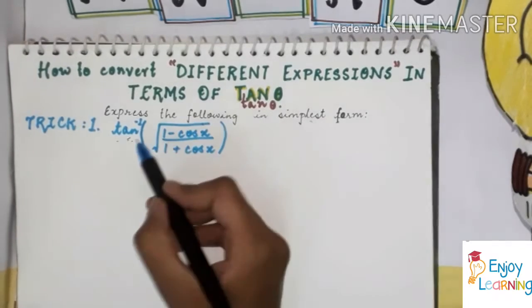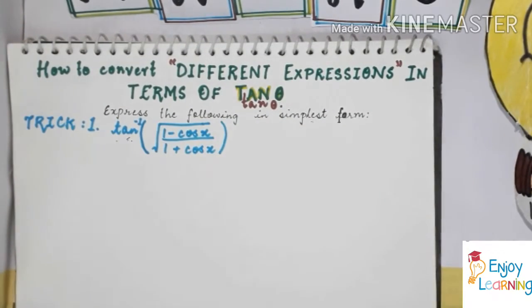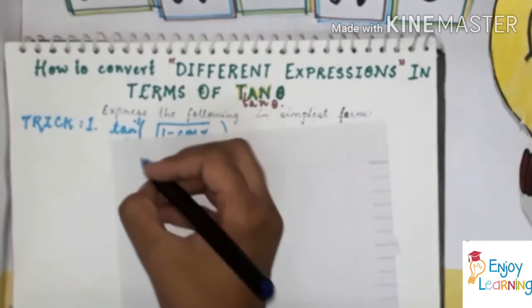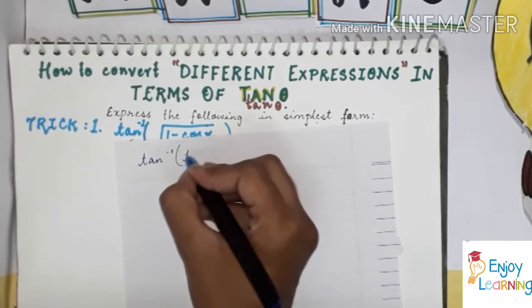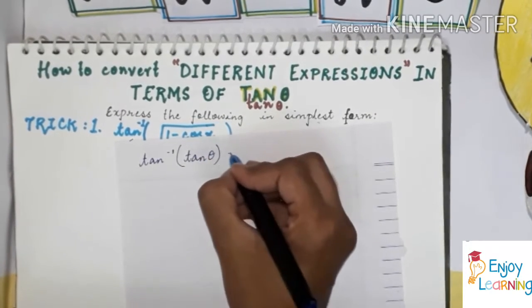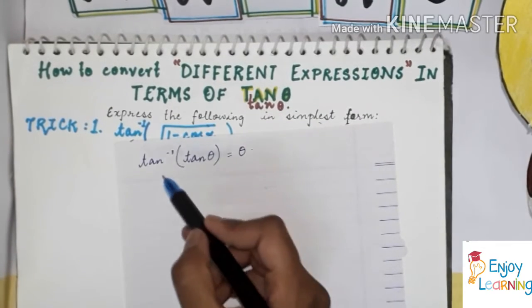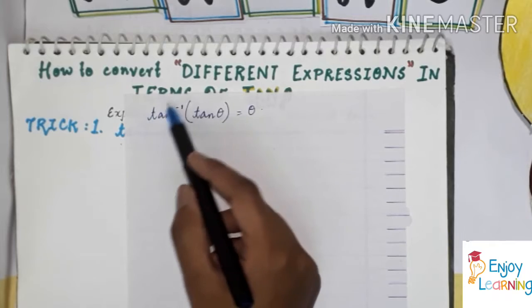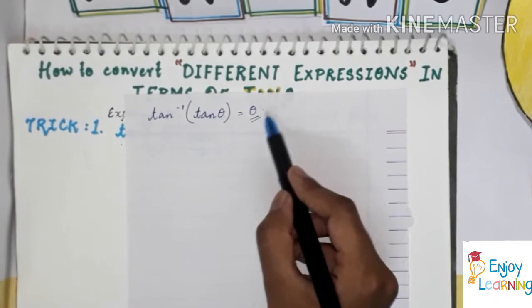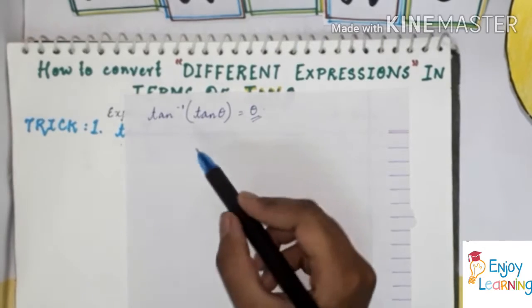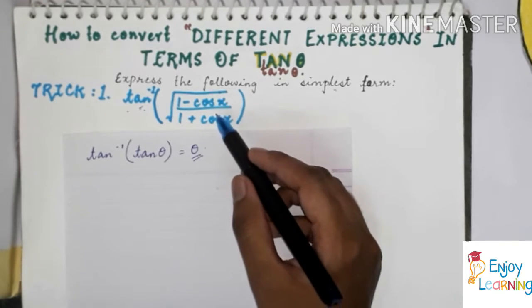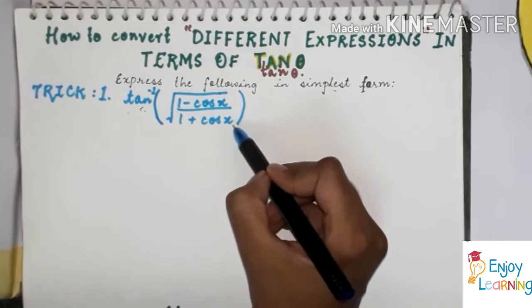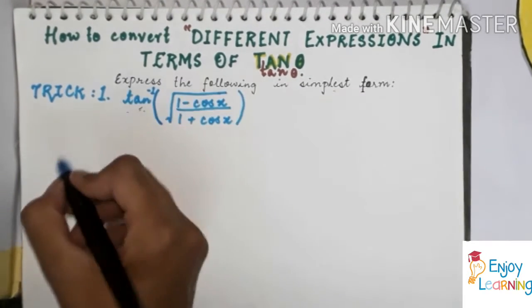So the only way to remove this tan inverse function is, you have studied this property, tan inverse tan theta is equal to theta. So this is the only way where you can remove this inverse function and get a numerical or a definite value of this expression. This means that you have to replace this expression by tan theta. So this is what I am going to tell you, how to convert this expression in terms of tan theta. Let's see.